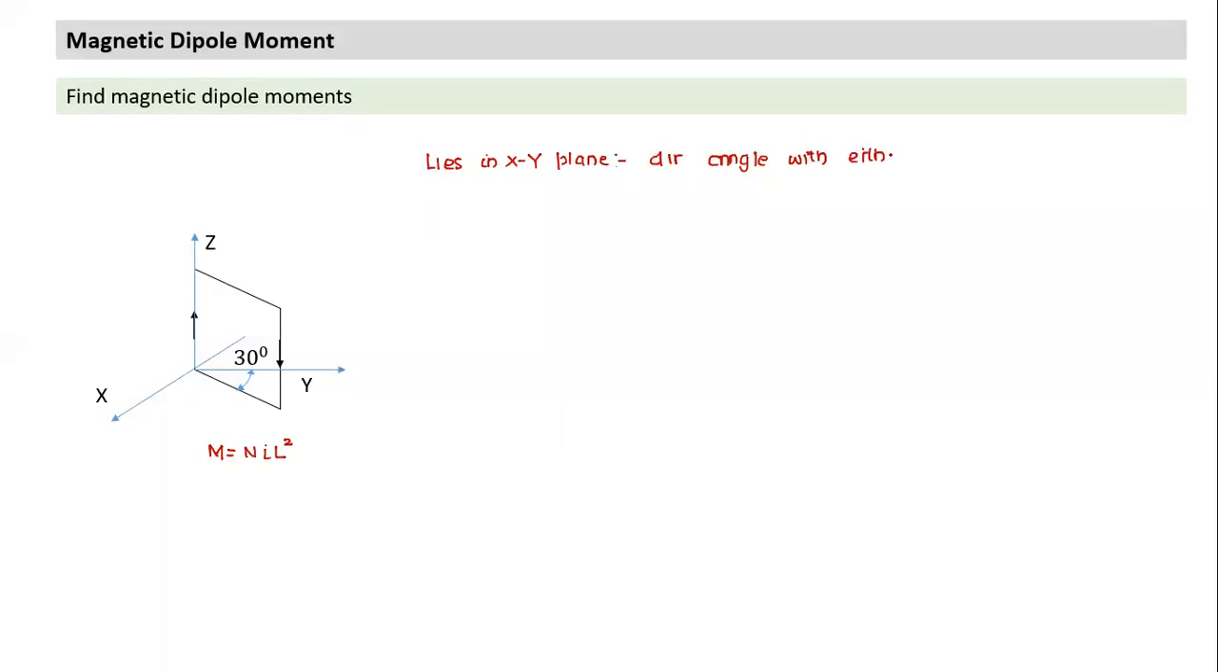Can you tell me what is the angle with either of the two axes, either the x-axis or y-axis? With the y-axis, it's 60 degrees, sir, and with the x-axis, it's 30 degrees. With the y-axis, it is 60 degrees. Okay. It will be minus root 3 i plus j, right?